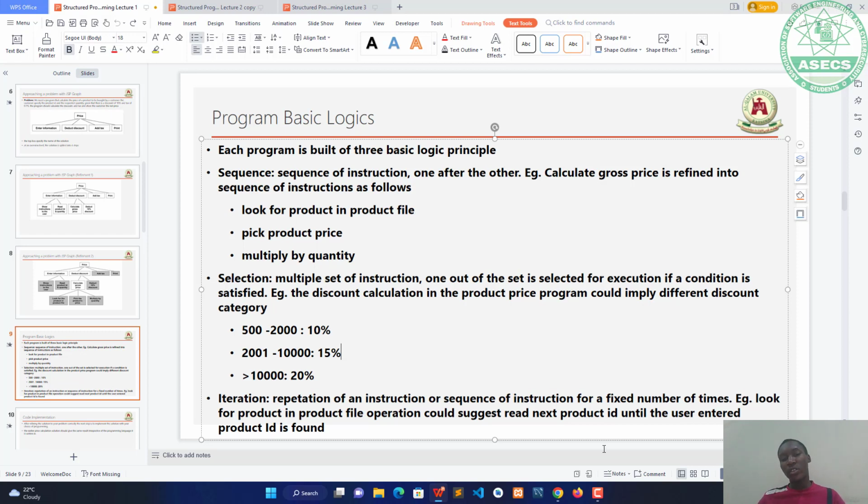The example he gives is: look for a product in the product file. The operation could suggest reading the next product ID until the user-entered product ID is found.